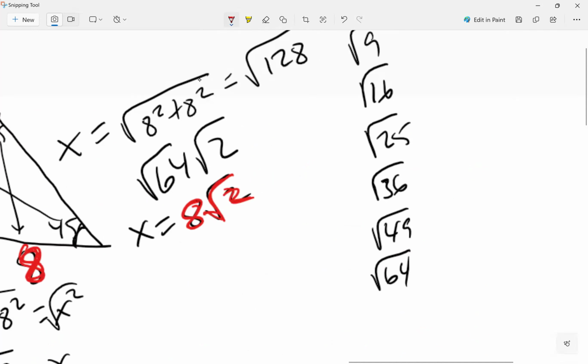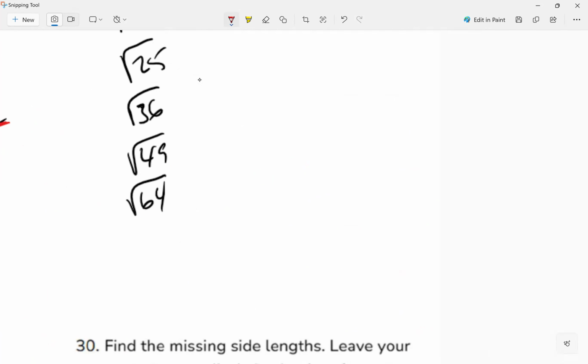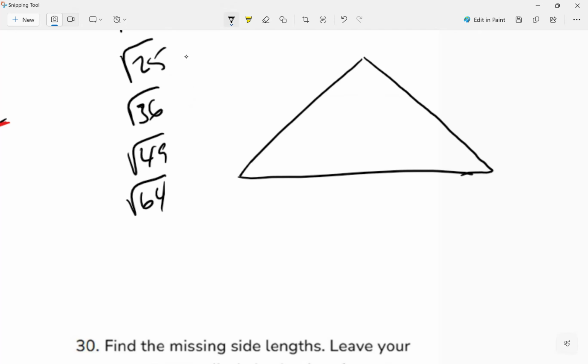Now, let's take a look. Let me start with the triangle here. I'm going to play here a little. What if I started with an equilateral triangle? So all the angles are 60.